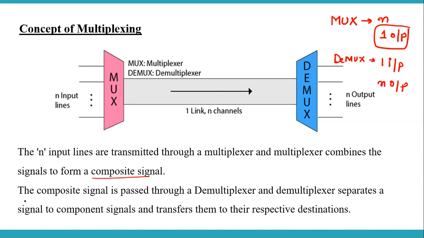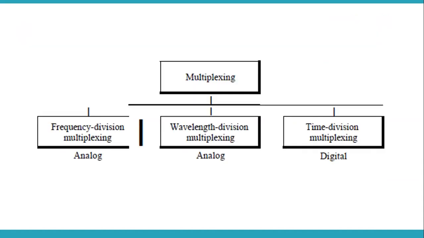So the n input lines are transmitted through a multiplexer, and multiplexer combines the signal to form a composite signal. The composite signal is passed through a demultiplexer, and demultiplexer separates a signal to component signals and transfers them to their respective destinations. This is how your multiplexing will work.